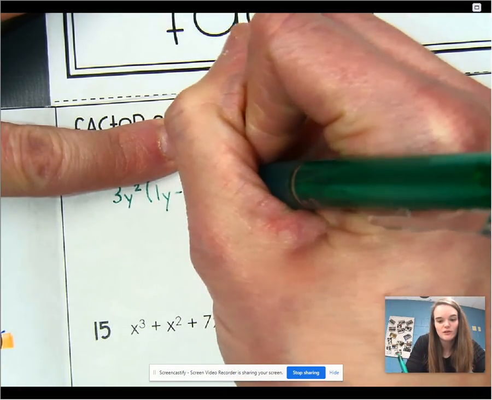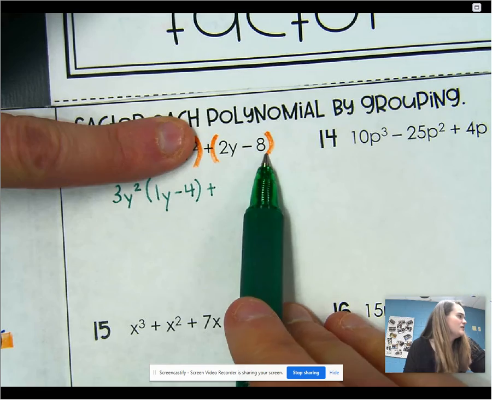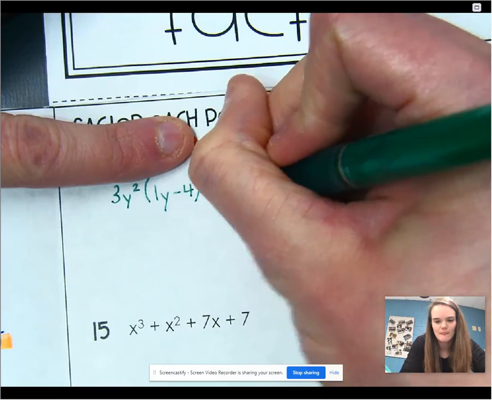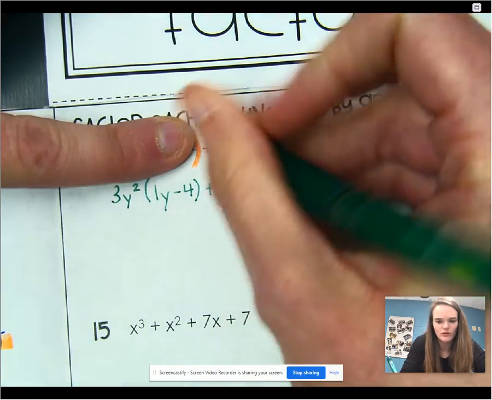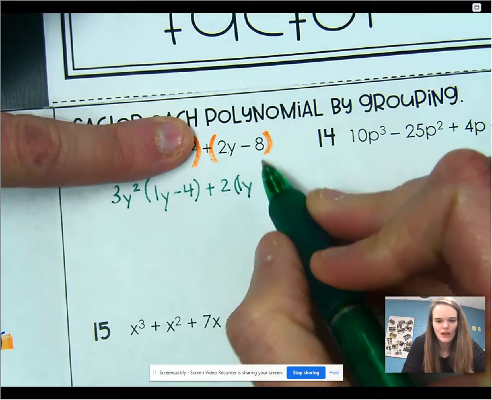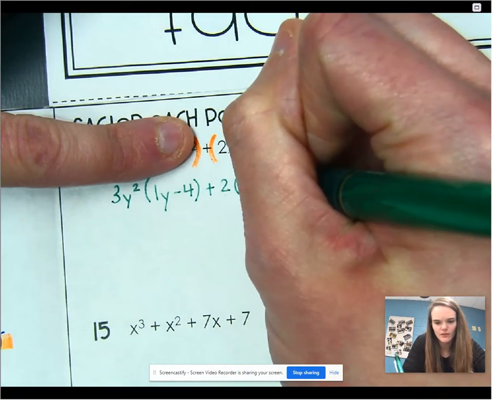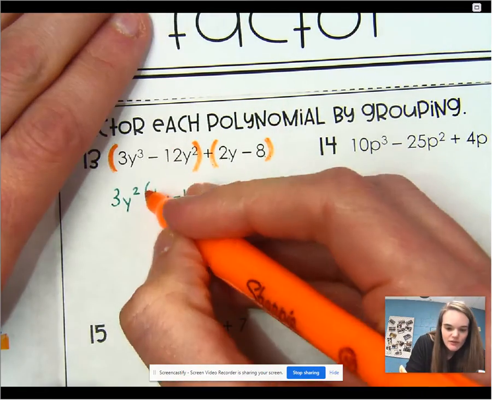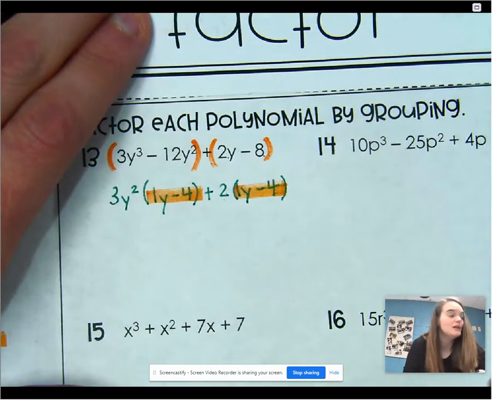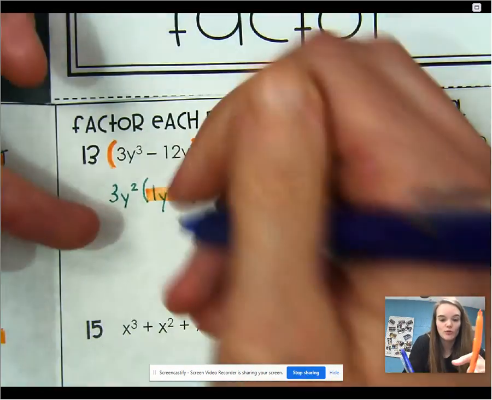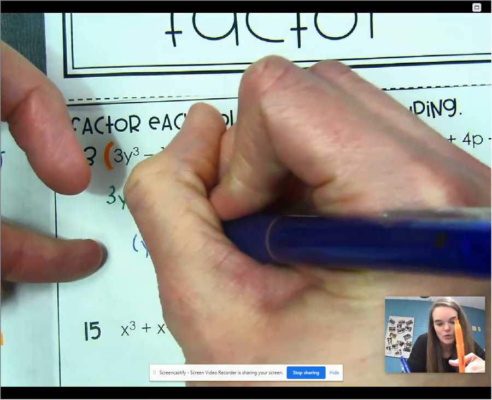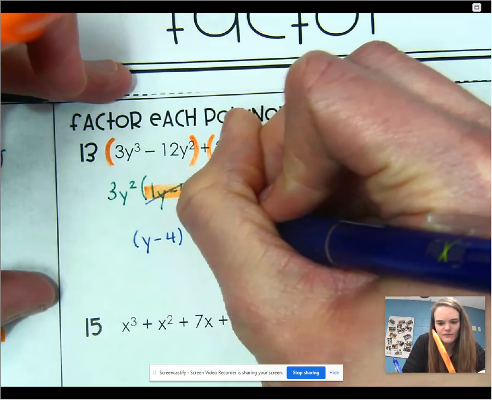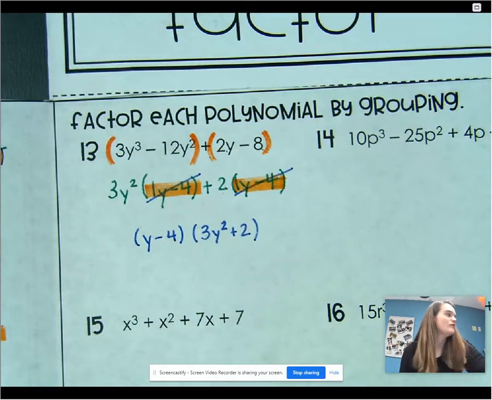I'm going to put a plus. Y can come out of both 2 and 8. 4. Nope, 2. 2 will come out of both. Sorry about that. 2 divided by 2 is y, or 1y. And negative 8 divided by 2 is minus 4. Now, you know you have done this correctly if the piece inside of the parentheses is the same. It is, so I've done that correctly. I'm going to write that down. Y minus 4 or 1y minus 4, same thing. And then I'm going to bring down whatever is left over. I have now factored it.